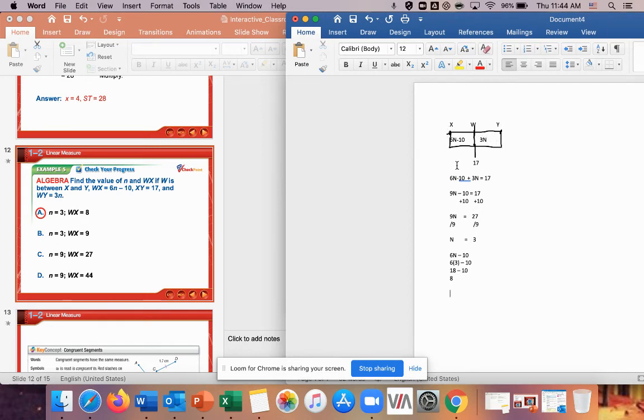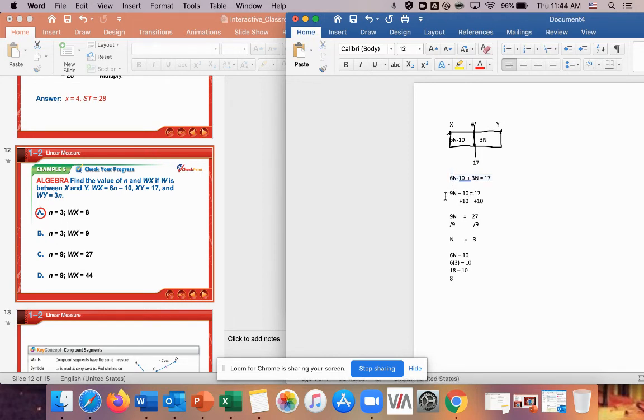Okay, so what you need to do is, if this is 6n minus 10 and this is 3n and the whole thing equals 17, you add together these two things. This section plus this section equals the whole big section. So 6n minus 10 plus 3n equals 17. And that's how I got this equation right here: 6n minus 10 plus 3n equals 17.